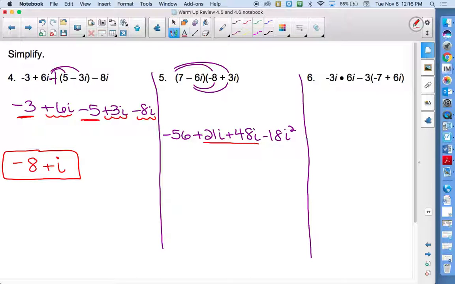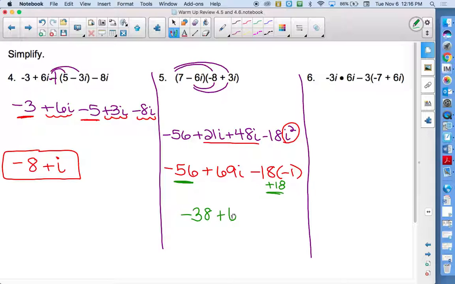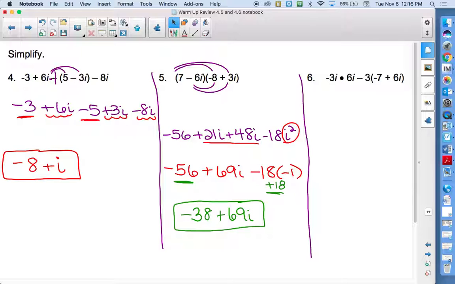So the middle terms are both i's, we can combine them together. So we have -56 plus 69i minus 18. And then yesterday we said i squared really is -1, so we can change that to a -1. So that means that we're adding 18, because -18i squared is really a +18. So when we take that +18 with -56, that makes a -38, and then plus 69i. That i needs to go in the back. That's the standard form of imaginary numbers.